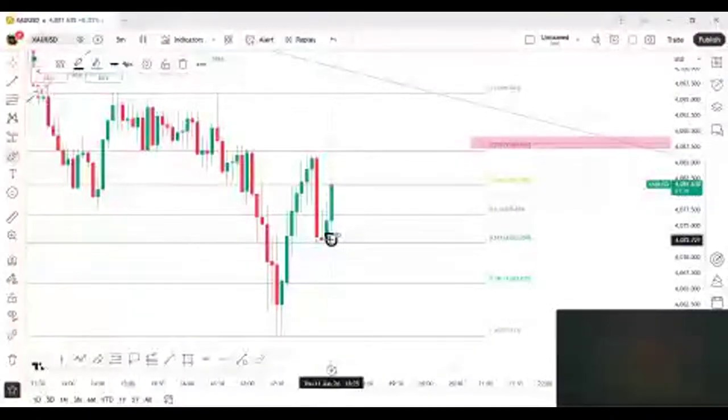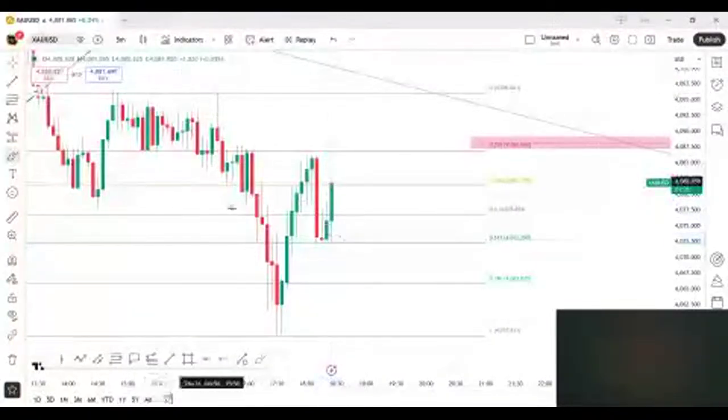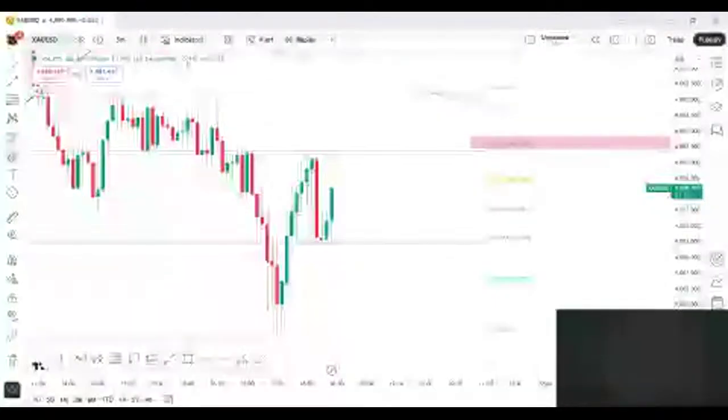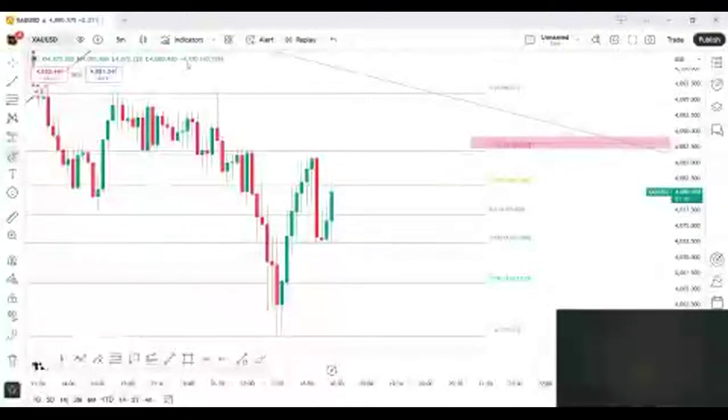So guys, here you can see, as I told you, it is trying to push. So right now, everybody get ready for the trade. We are looking for the buy position here.